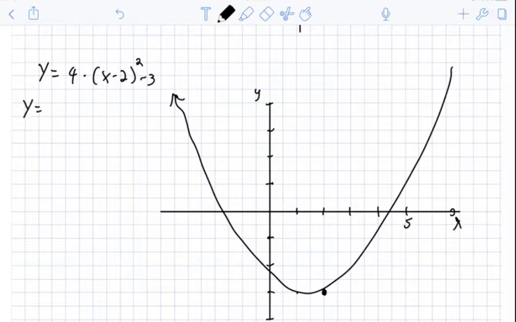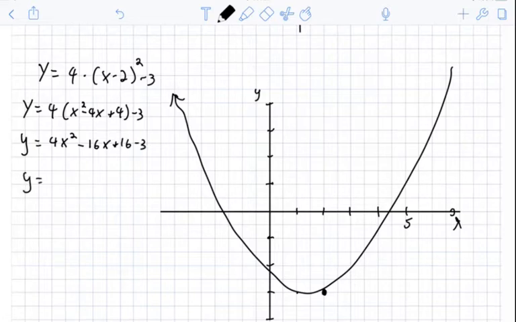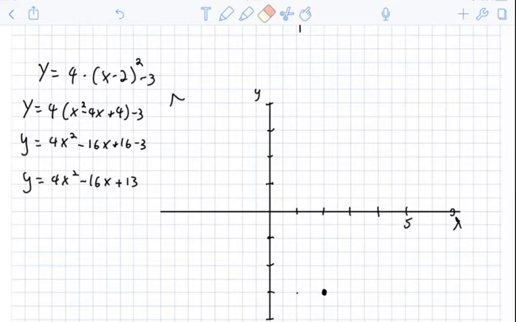So let's expand this. 4x minus 4x plus 4 minus 3, y is equal to 4x squared minus 16x plus 16 minus 3. So y is equal to 4x squared minus 16x plus 13. Well, already we've improved our graph. We know that the graph's shaped kind of like a U, an upward pointing U, but we don't know anything else.